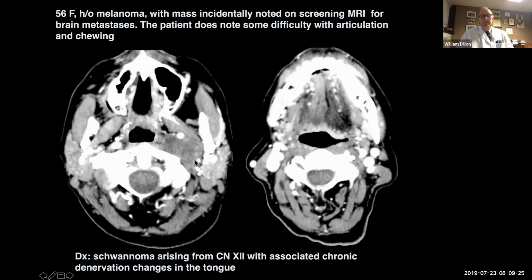And how do we know it's coming from the 12th cranial nerve? Well, look down in the floor of the mouth and you can see on that side there's atrophy and fatty infiltration of the muscles of the floor of the mouth innervated by the 12th cranial nerve. So this is a mass that is causing 12th cranial nerve palsy. And you'll notice that with 12th cranial nerve palsy, sometimes the tongue, because of its atrophy, will fall back when the patient is in the supine position, almost looking like a mass lesion.